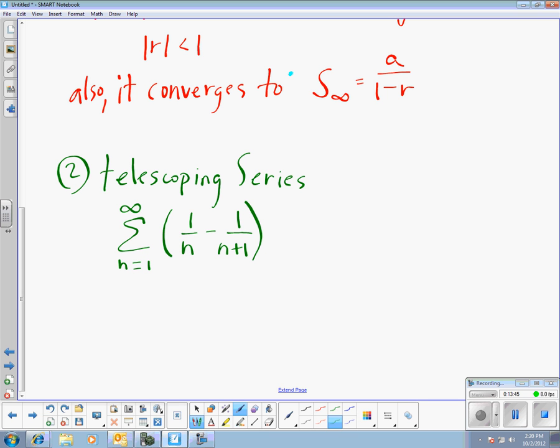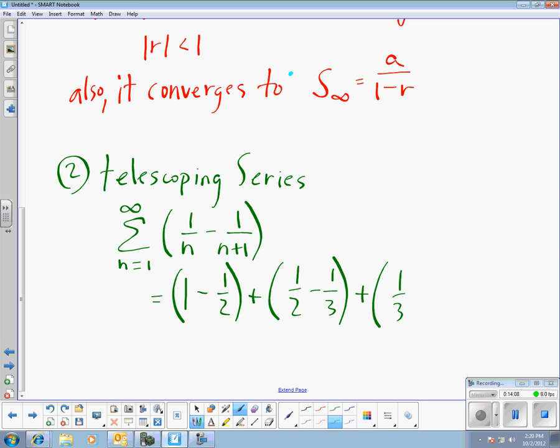If you just start to write out some terms, and usually you can tell a telescoping series because it'll have two terms being subtracted from one another. When I plug in 1, I get 1 minus 1/2. My next term when I plug in 2 is going to be 1/2 minus 1/3. My next term is going to be 1/3 minus 1/4, and 1/4 minus 1/5, and so on. And you can see how this thing just sort of collapses upon itself like an old school telescope.